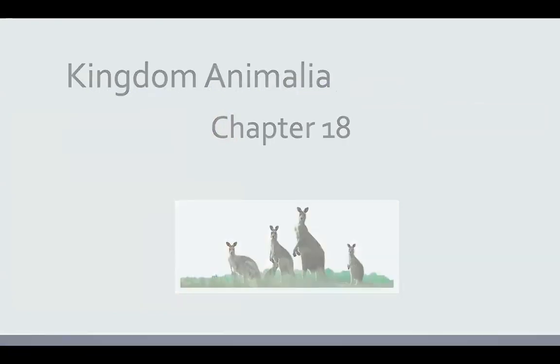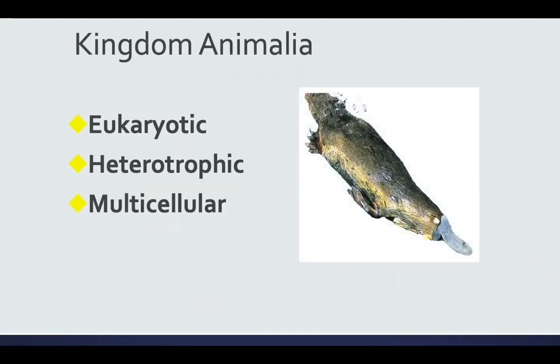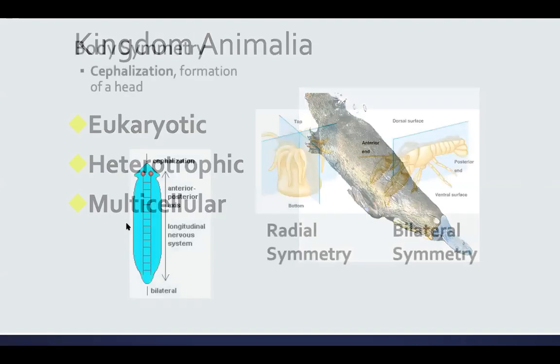Then we'll get to talking a little bit about the kingdom Animalia, chapter 18. A lot of this chapter will take us through different groups of the kingdom. The animal kingdom is eukaryotic, meaning they have tiny membrane-bound organelles within them, so they're multicellular, complex organisms. Heterotrophic means they get their food source or energy from someone else. Plants are autotrophic, they produce their own food, but animals are heterotrophic, meaning they have to get their source of food from another organism, and they are multicellular.